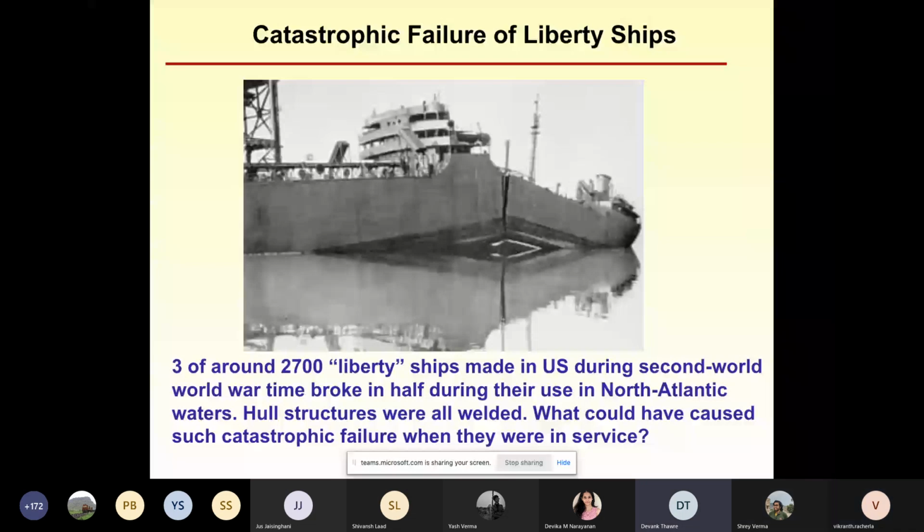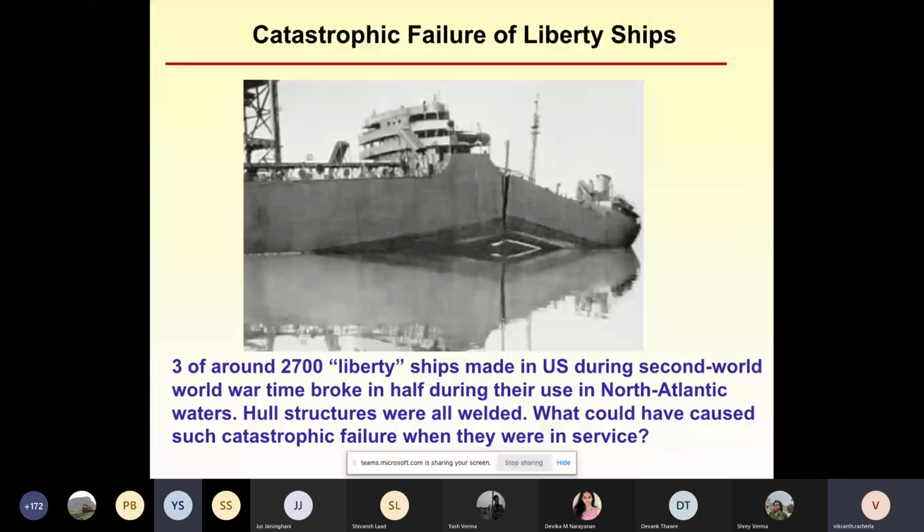If the hull is made out of riveted steel, the cracks will obviously not propagate like they do in a welded, continuous steel. That is a very good point, and that was one of the causes for this catastrophic failure. But please remember, I told you two or three times that you should always look at the problem from the loading perspective and the material perspective. Somehow the stresses are higher and the material strength is dropping.